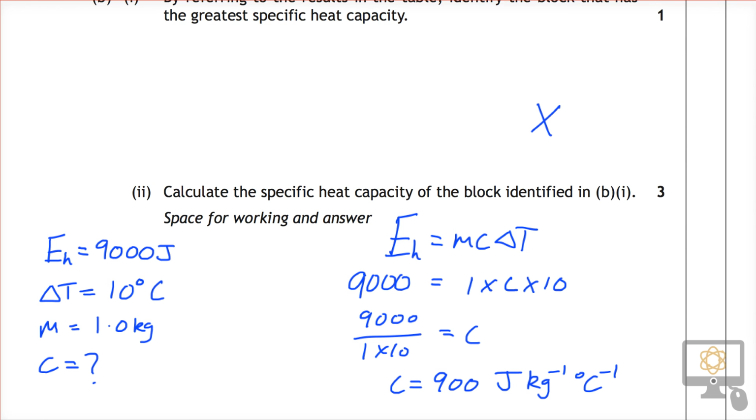Of course, one final point. Using block X is the correct answer. But had you chosen block Y or block Z and done the same working for the values of the change of temperature for block Y or block Z, you would also have got the marks had you got the correct answer for that also.